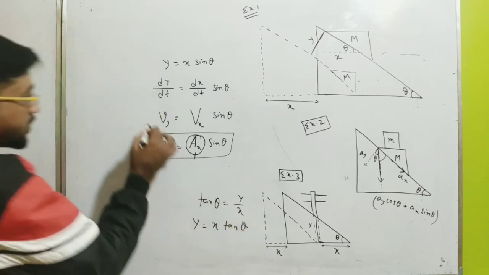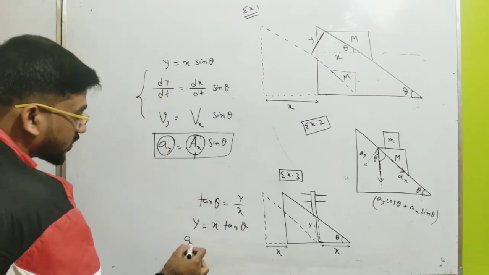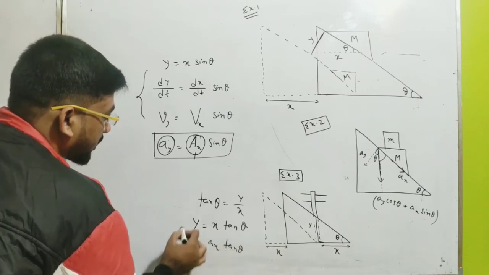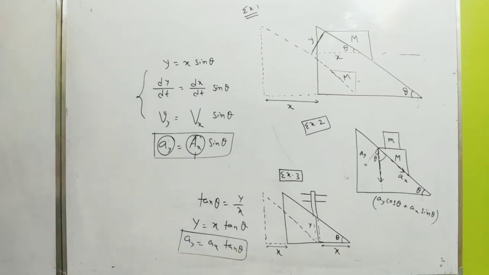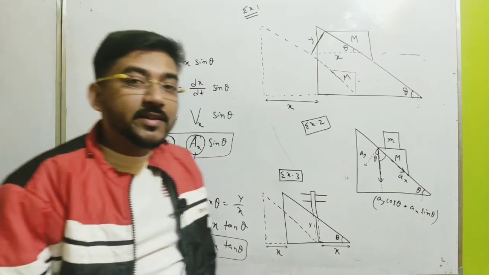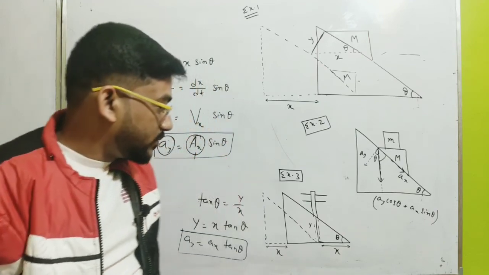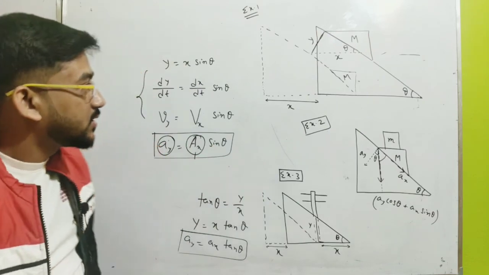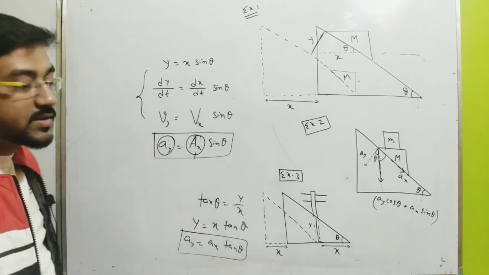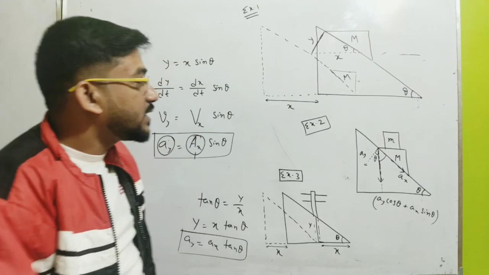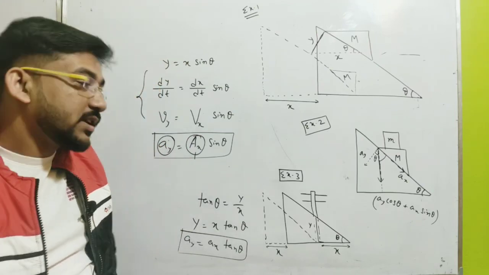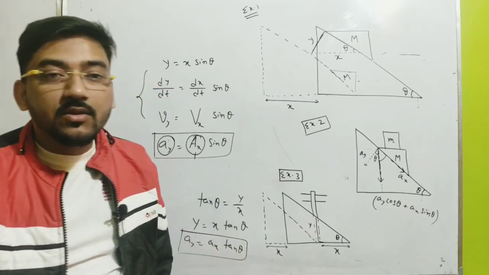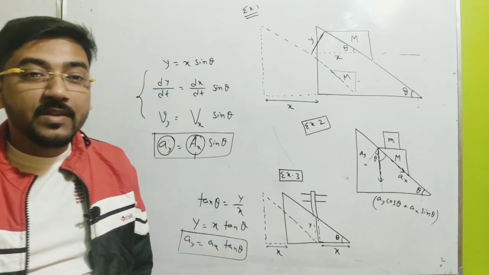So again, if we follow this process, we will get a_y is equal to a_x tan theta. This is how we can relate the acceleration between the objects when the motion of one object depends on the other object. You can use these kinds of relations to solve the problems. These are actually the first step to solve the problems, the constraint equation. Then we have to use Newton's law to solve problems. But this is the first step, writing down the constraint equation, that is the acceleration relation between the objects.